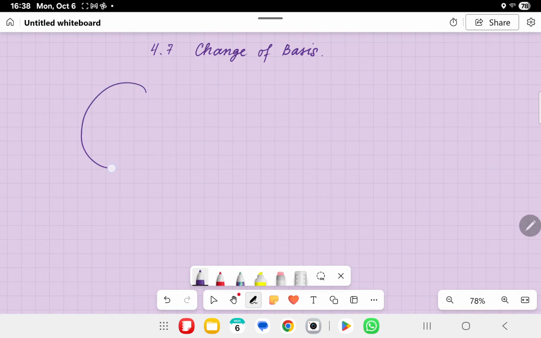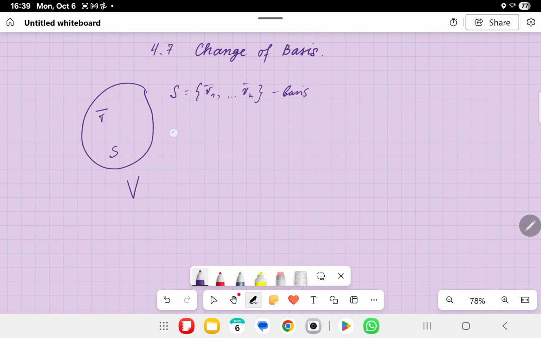Imagine that we have a vector space V, and we have some vector in it, and we also have some basis S. I'm going to write down S. It's going to consist of vectors V1 through Vn. I don't know how many, but let's imagine n vectors. That's the basis.